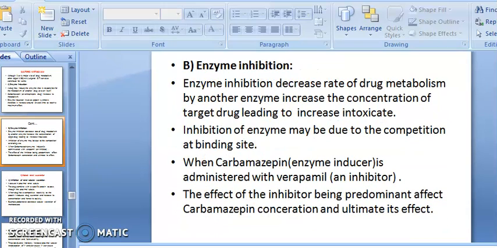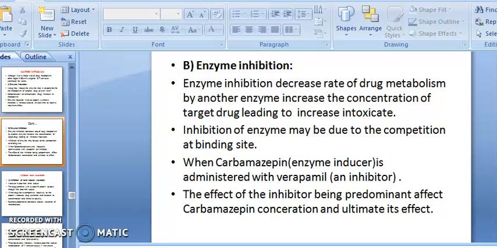Enzyme inhibition. Enzyme inhibition means there is a slowing down of your reaction. Enzyme inhibition decreases the rate of drug metabolism by another enzyme, increasing the concentration of the target drug, leading to intoxication. Inhibition of enzyme may be due to competition at the binding site.